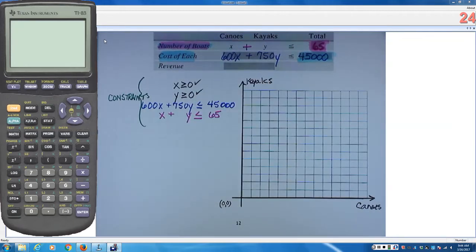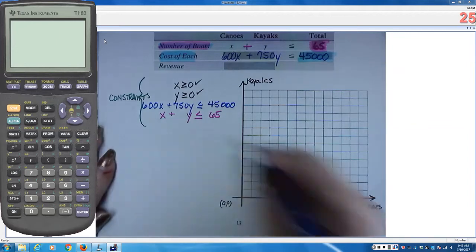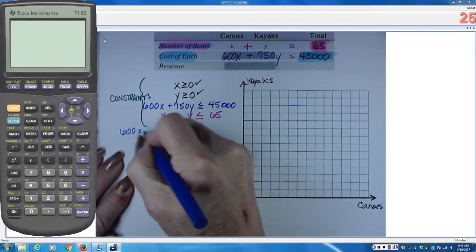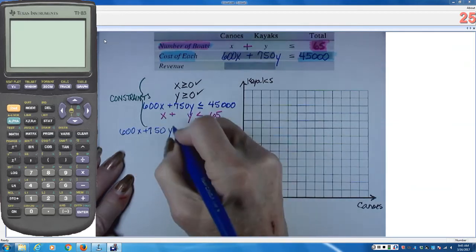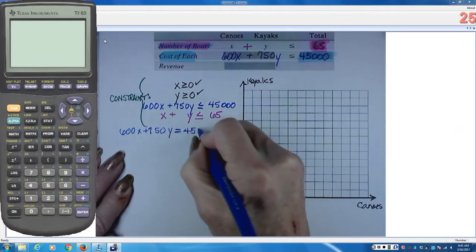So what we need to think about now is how are we going to graph this so that we can fit everything on here? And the easiest way to do that is to go ahead and find your x and y intercepts for both equations. So for 600x plus, I'm sorry, 750y, we're going to find the boundary line where it's equal to $45,000.